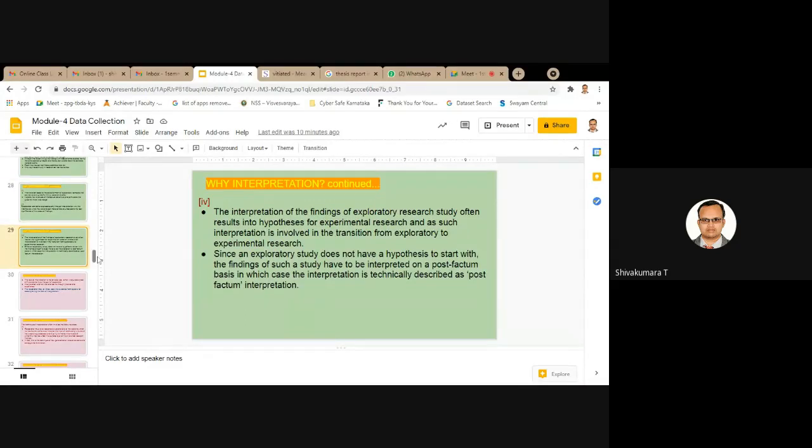The fourth reason for interpretation is that findings of exploratory research studies often result in hypotheses for experimental research, and as such, interpretation is involved in the transition from exploratory to experimental research. There is always a transitional phase in the research process from one researcher to another researcher. In the interpretation stage, findings of exploratory research often result in hypotheses.